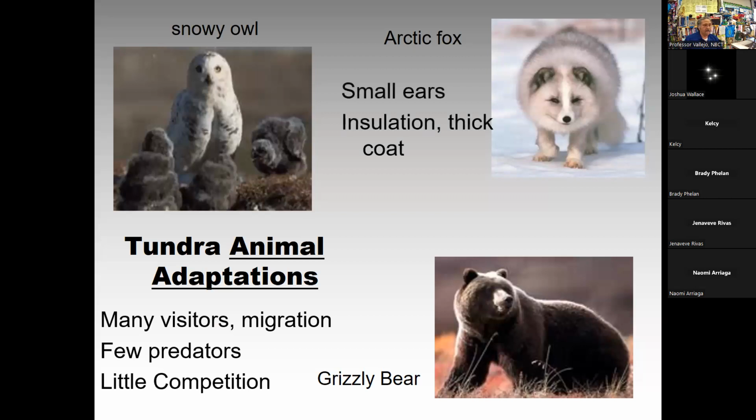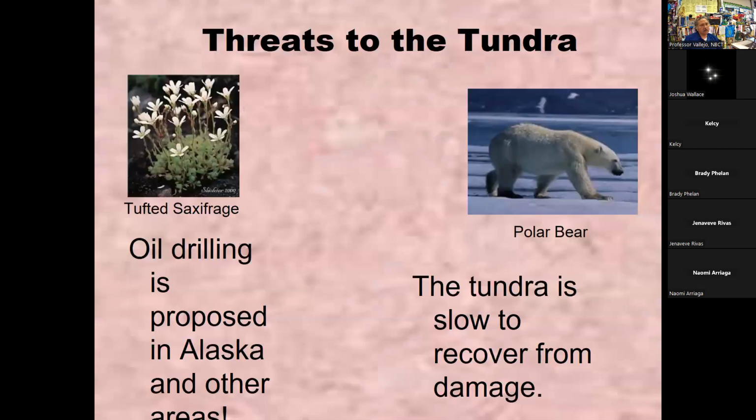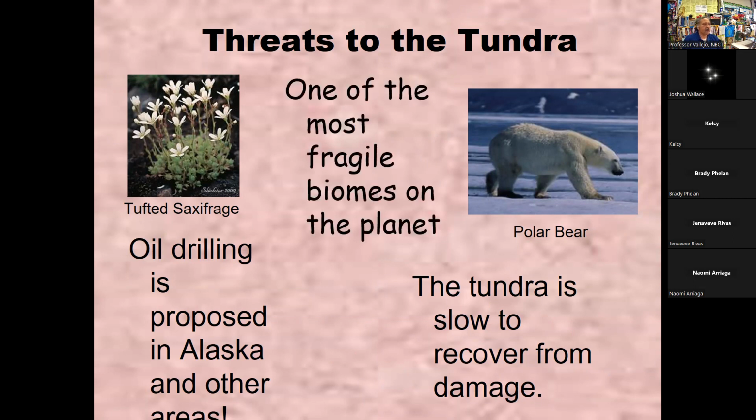And so if you look up the Arctic fox, small ears, insulation, thick coat, and oil drilling. And over here, especially the tundra is slow to recover from damage. Like I said, you can see the footprints in the permafrost after a long time, still there. Fragile, of course, one of the most fragile biomes on the planet.